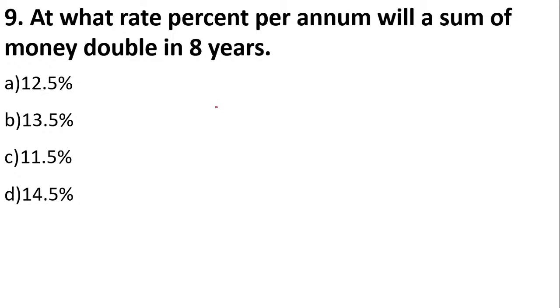Principal is P and the time is given to you as 8 years. Okay, so here they are saying that the amount becomes double. So first it was P, then it becomes 2P.